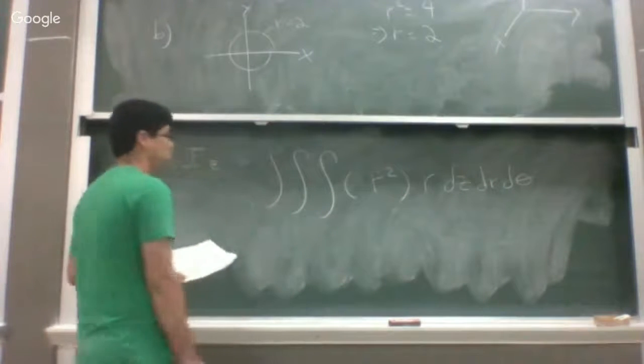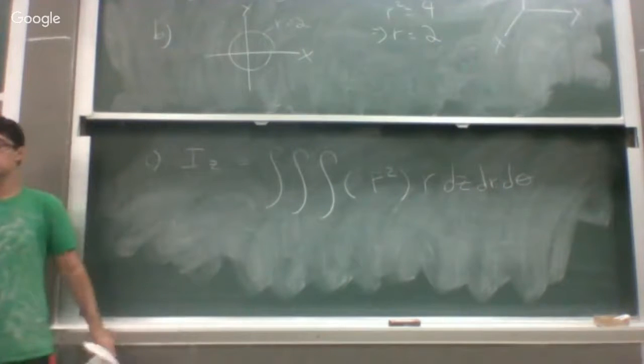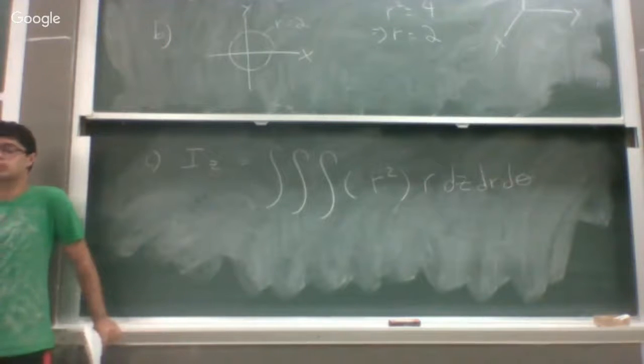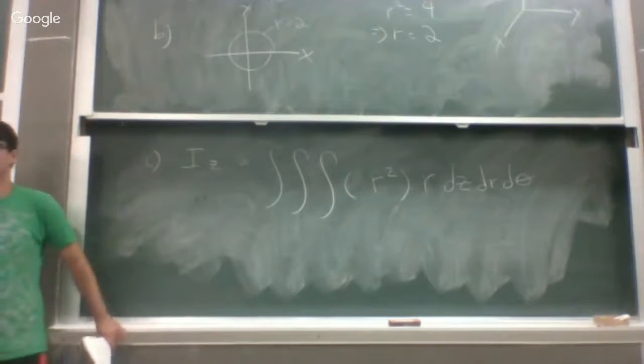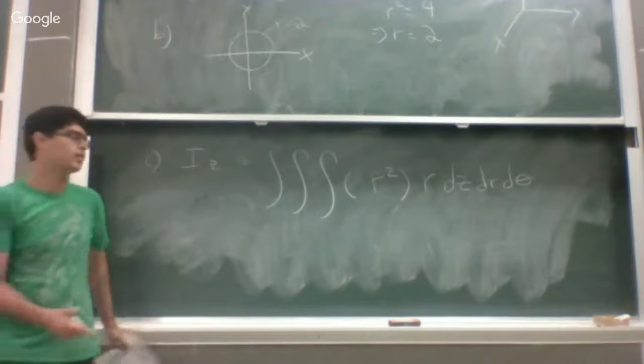Sorry, do we do dz for both cylindrical and spherical volumes, or is it just cylindrical? Spherical doesn't have z. Okay. Yes, there's rho, phi, and theta.